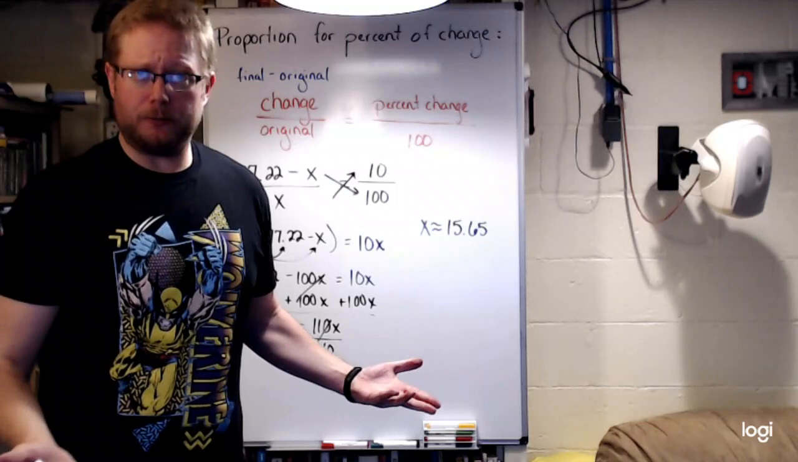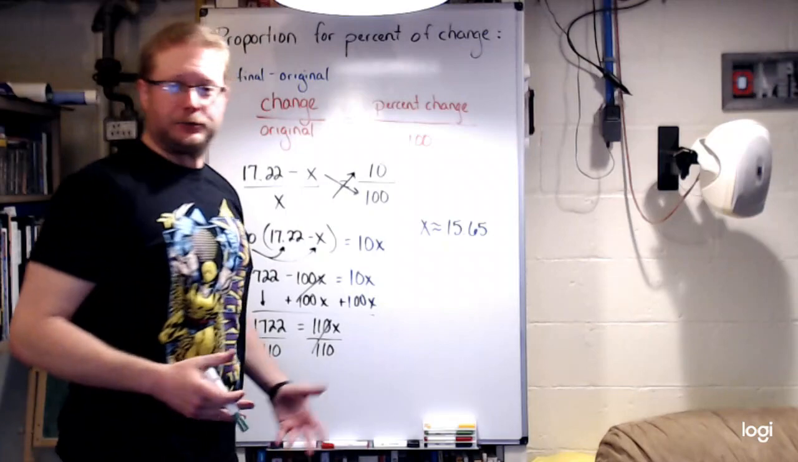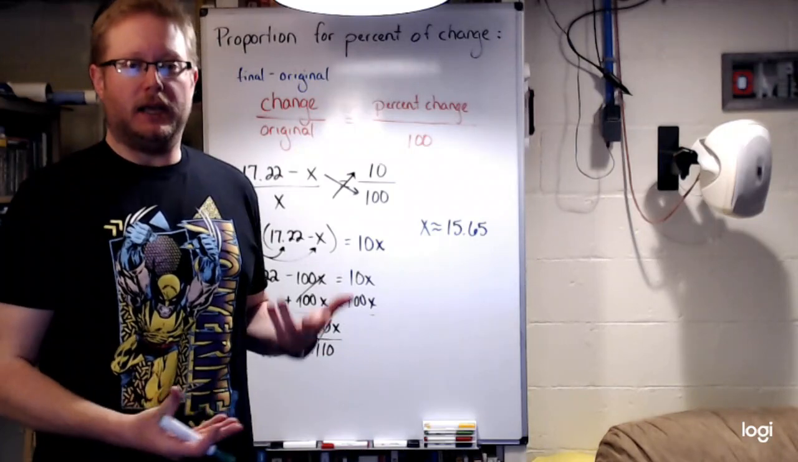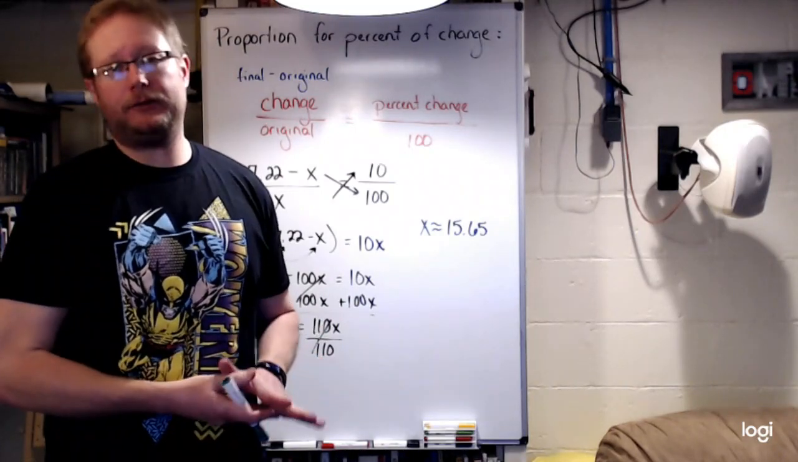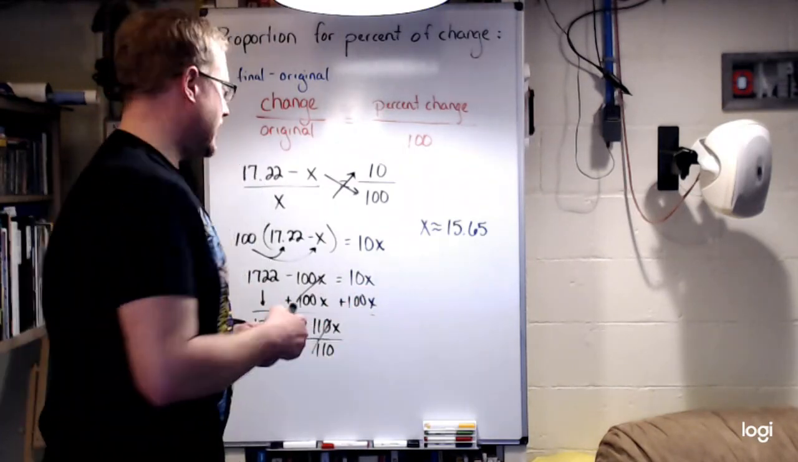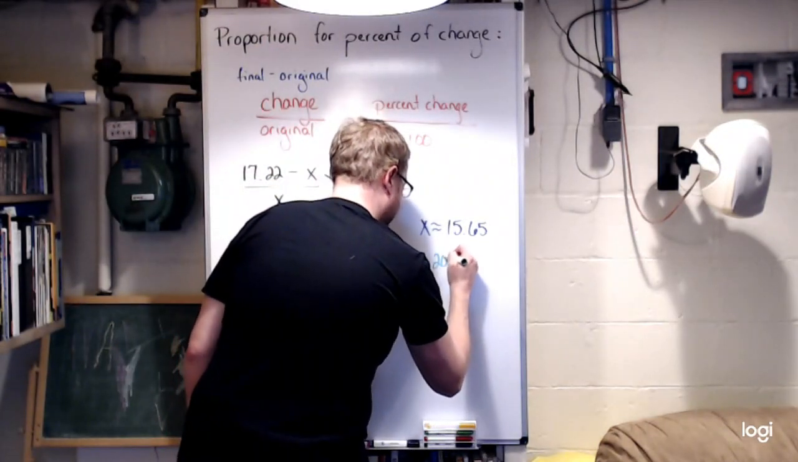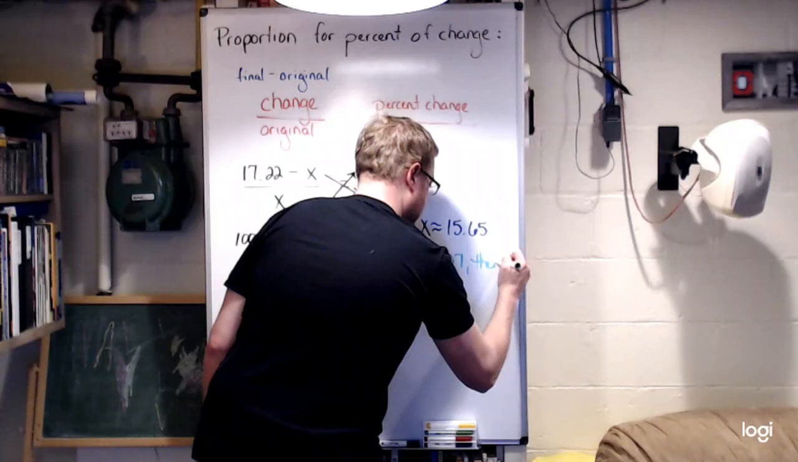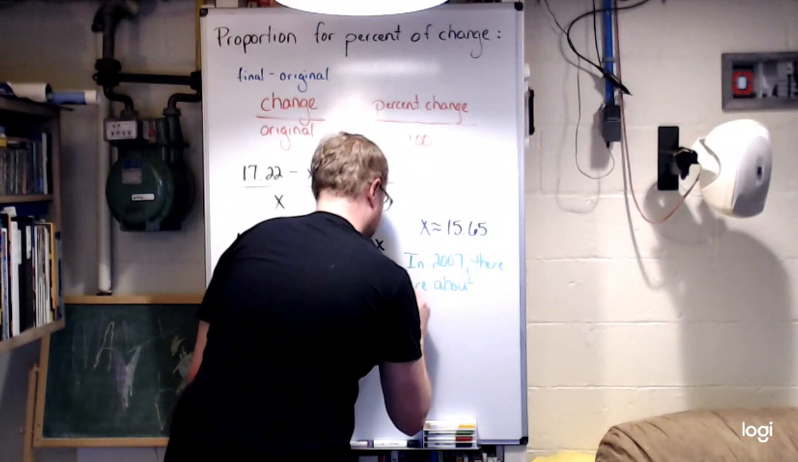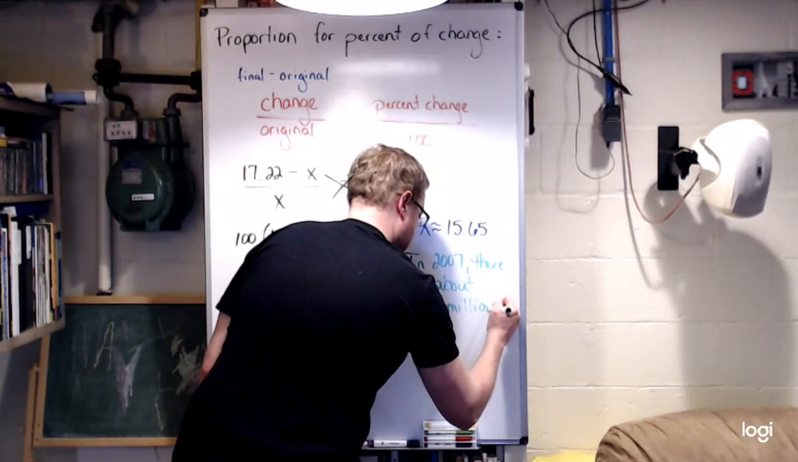Well, this is a word problem, right? We need to write the answers out in words. Let's make an explanation. So it says, if there were 17.22 million passengers in 2009 total for the cruise industry, how many were there in 2007? Well, in 2007, there were about 15.65 million passengers.